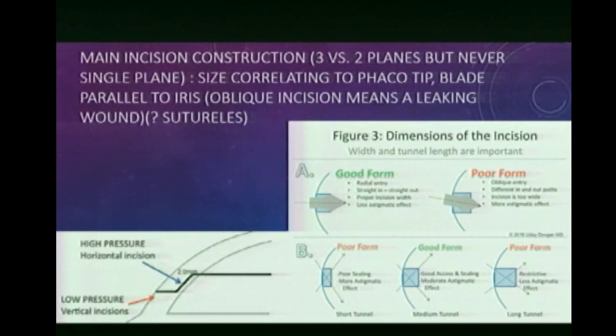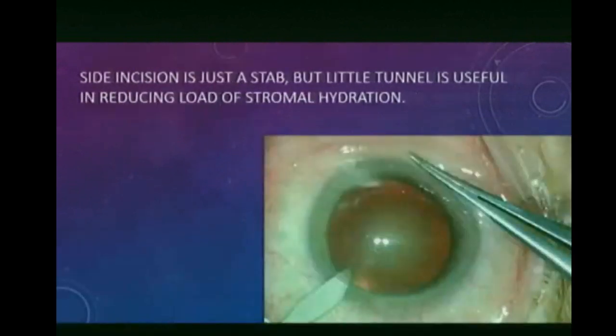There are also many other things, we don't have much time to discuss all of them, but this is one of the most important. The side incision, as you know, is just a stab, because it's small enough, less than 1 millimeter, not to leak. But be smart enough and make it a little bit long, which gives you a better seal. Sometimes you have a good surgery and a good main wound, but because of a very short side incision you may have a leak from the side incision, and it can happen.